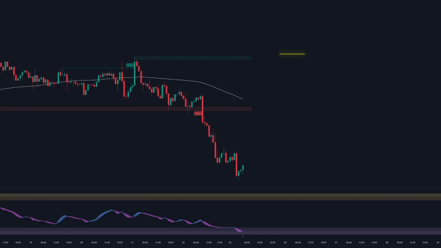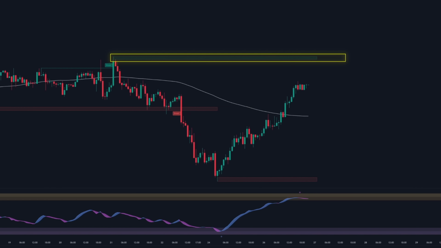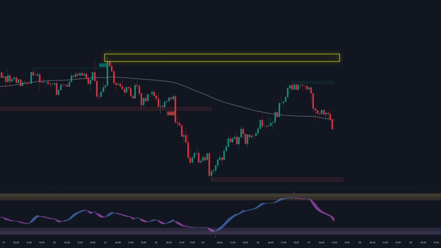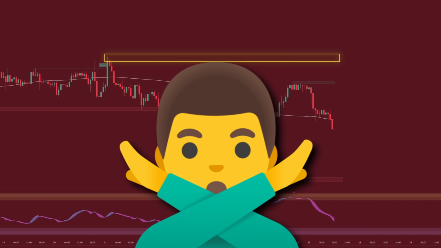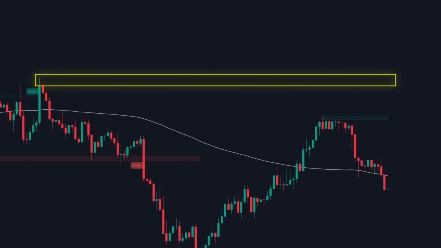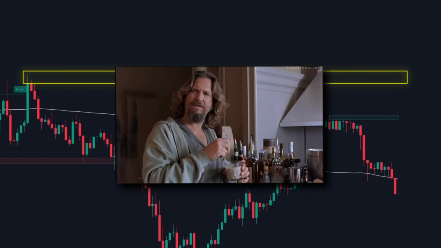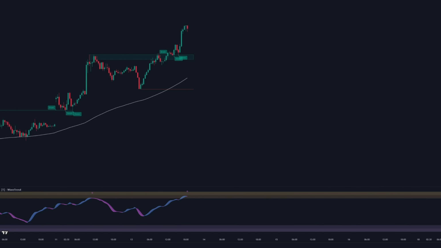One critical note about this strategy: if a resistance level disappears before the final break and retest, that entry becomes invalid. This happens sometimes, and it's better to wait for the next setup than to force a trade. For short positions, the conditions mirror our long setup.